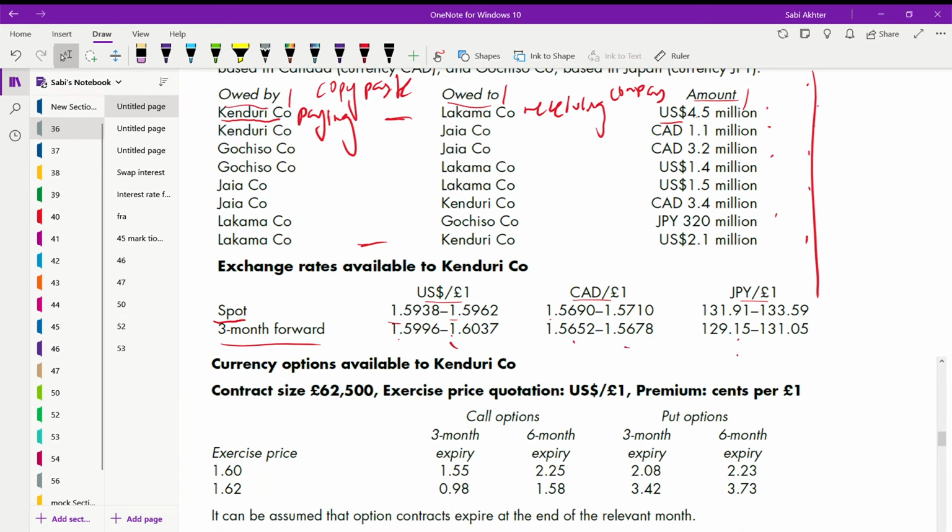Of course it is US dollars and pounds only, because Canada and Japan, forget about the other two. You have to decide this rate or this rate. Here they didn't give you many forwards, only one forward you have to use, because you have to hedge using forward. And read the type of the question.